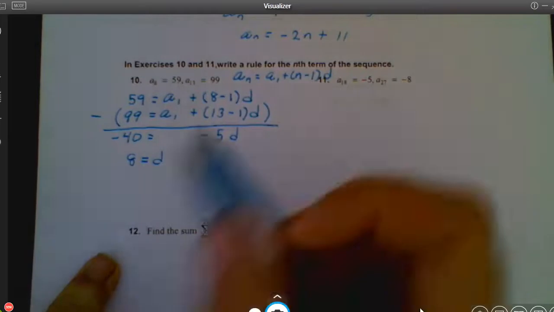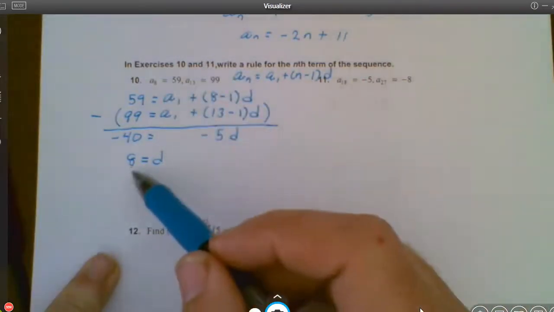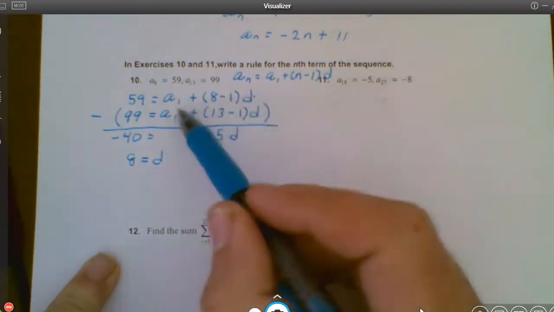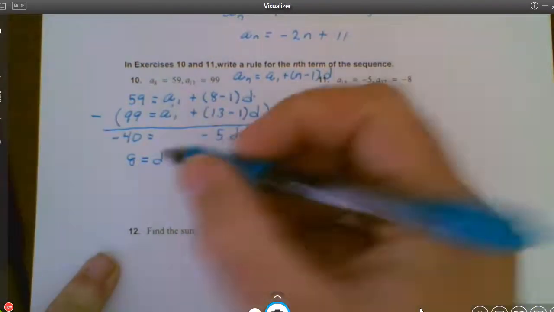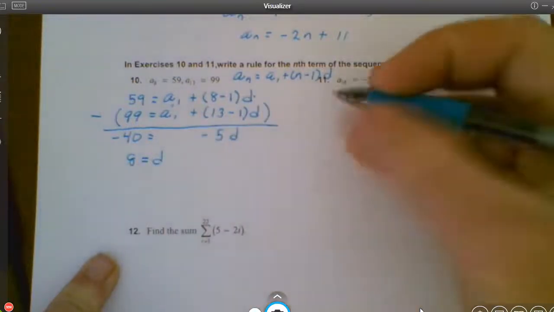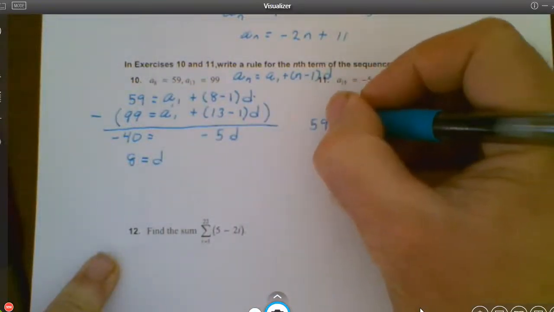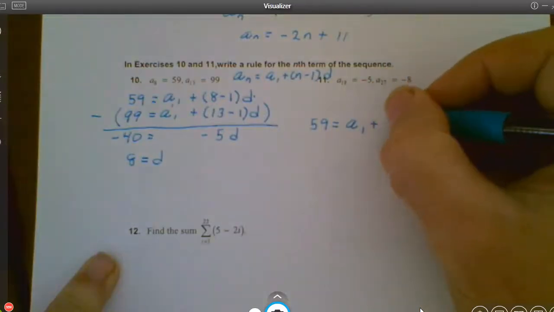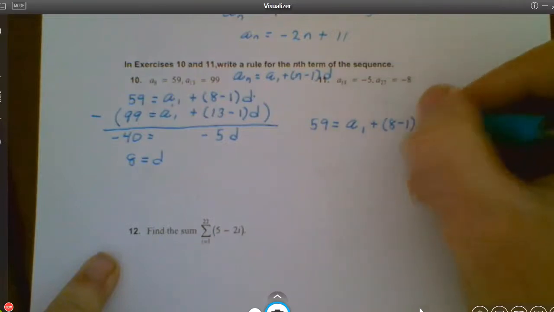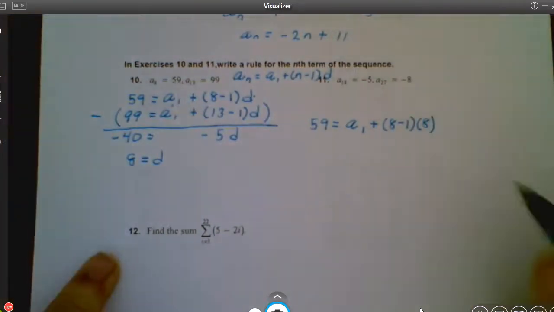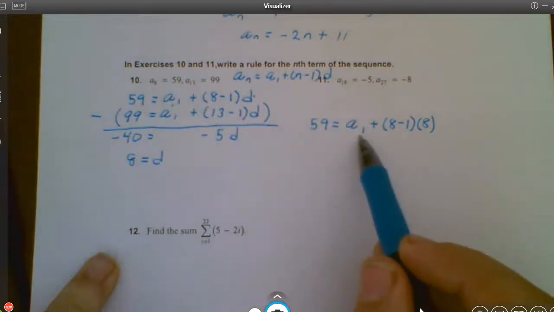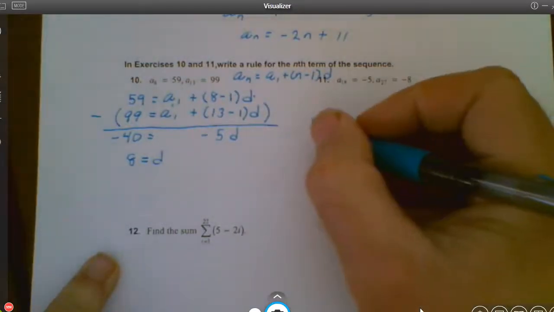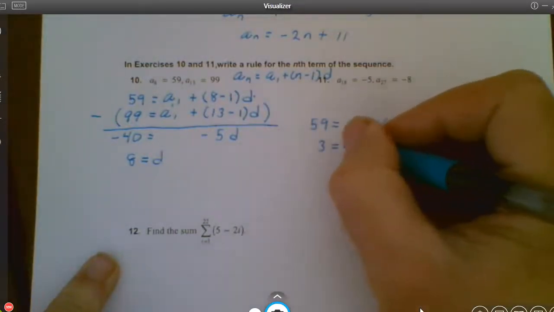And all I need to come up with now is my first term. So remember, once you know that d is 8, I can just plug that back into a previous equation in order to figure out this guy. So I'm going to take my 8, put it right there for d. And now I can solve this equation to figure out what my first term was. So if I did 7 times 8, I got 56. Subtract that over, and I should be looking at 3 for my first term.